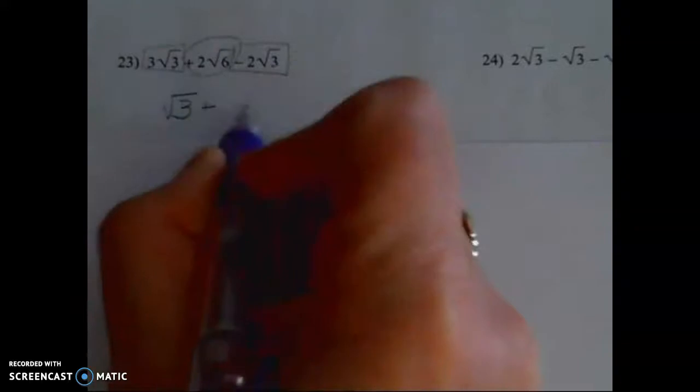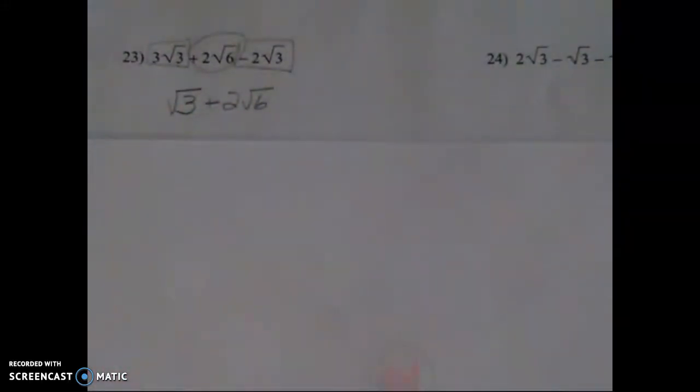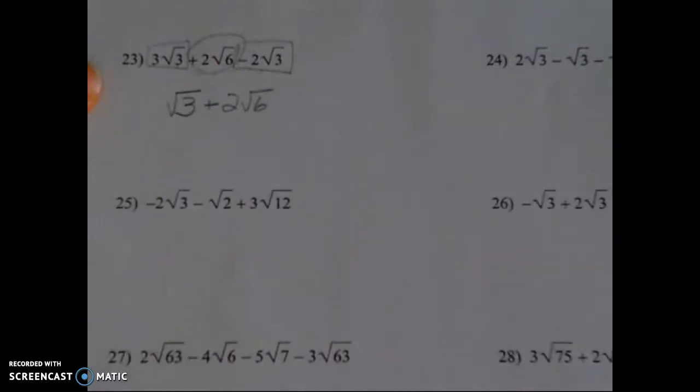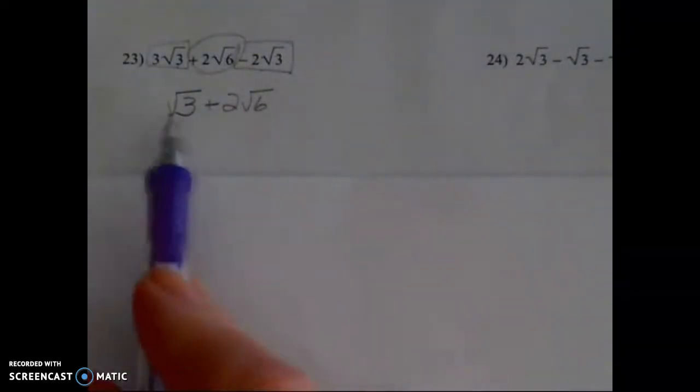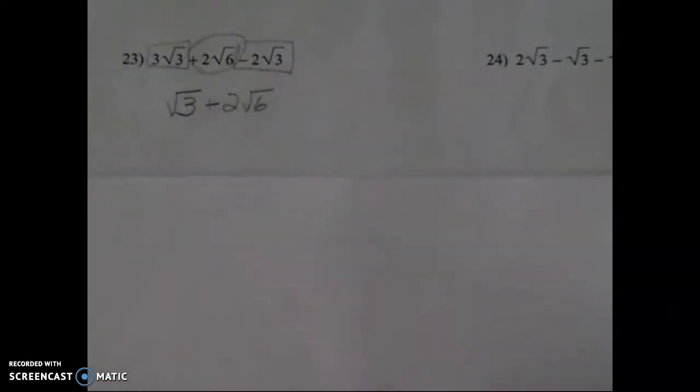And then you have this 2 root 6 at the end. So the order of these doesn't matter so much. Most of the time you want to write it from the smallest radical to the largest radical, so you want to have the root 3 before the 2 root 6.